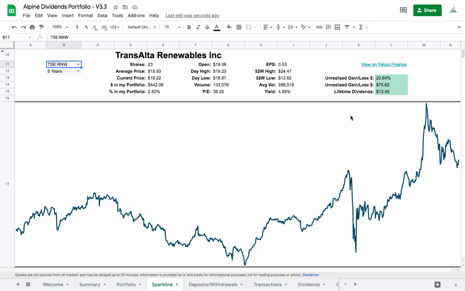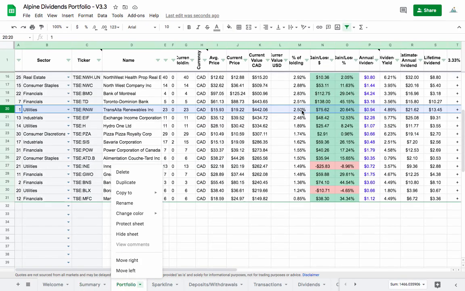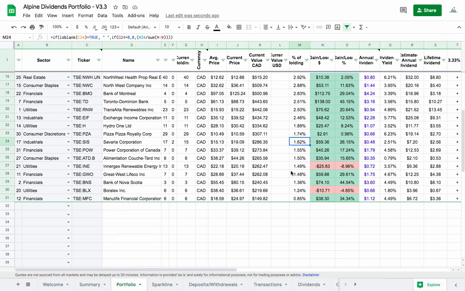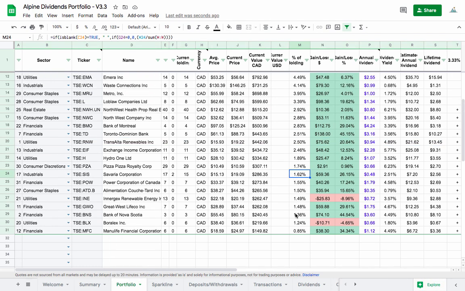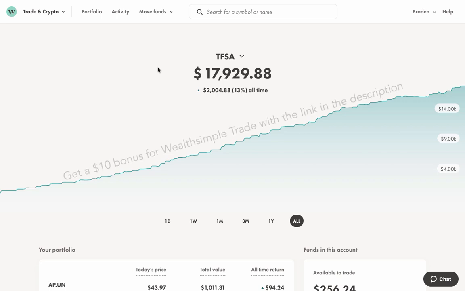I think I would just like to build up this position a little bit, because also, yeah, they're only making up 2.5% of my portfolio. And basically anything that's down here in the bottom half, I'm just trying to build up if there's any sort of good deals. So let's go ahead with that and jump into Wealthsimple Trade, which is the broker that I'm using to buy stocks.